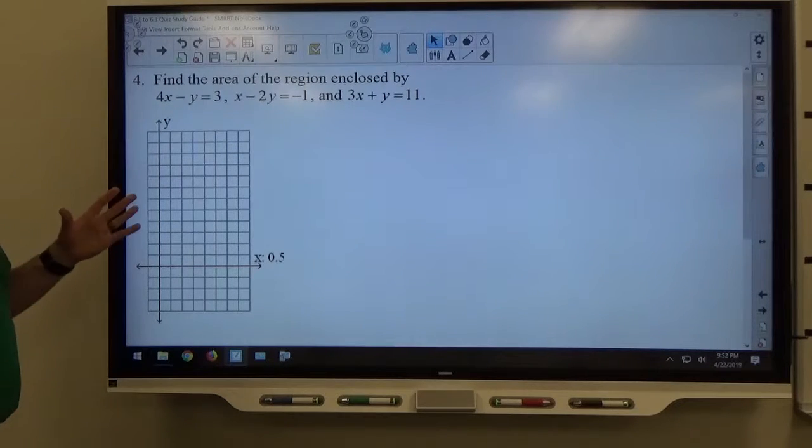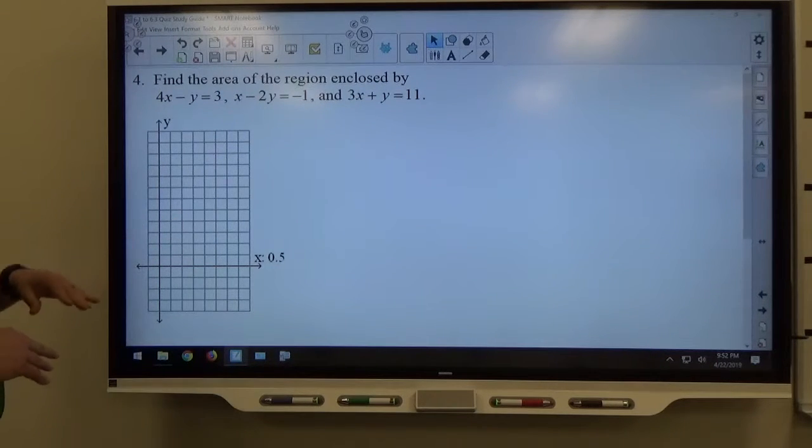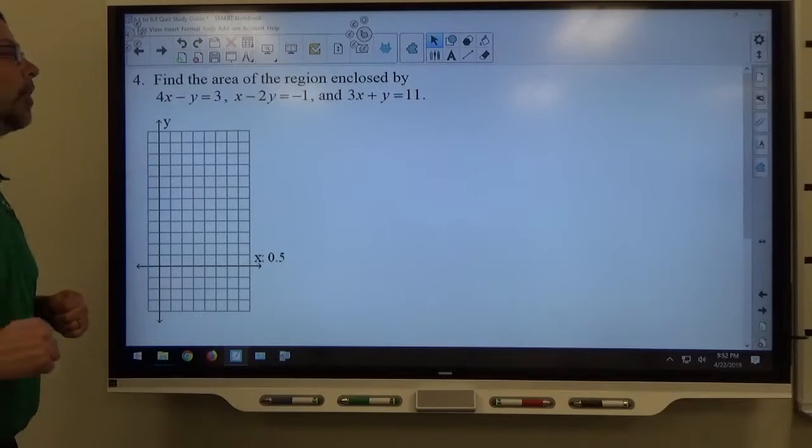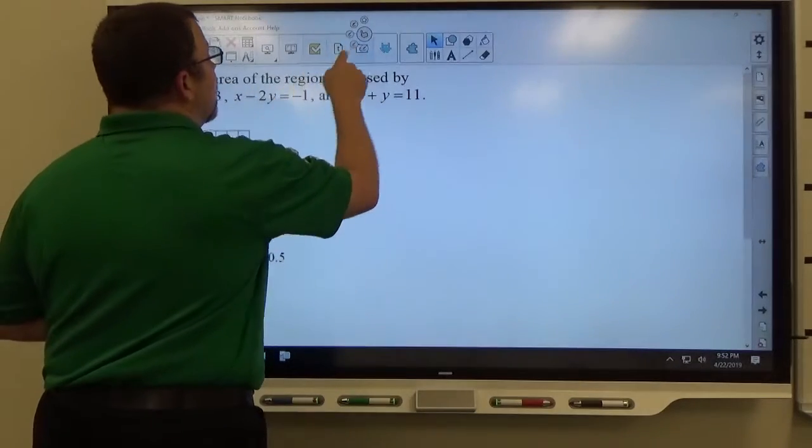I think for the most part for these quizzes I put the scale on there for you, so that if you graph things correctly they should fit rather nicely on the graph. If they don't fit rather nicely on the graph, chances are you didn't graph it correctly, so be careful with that.